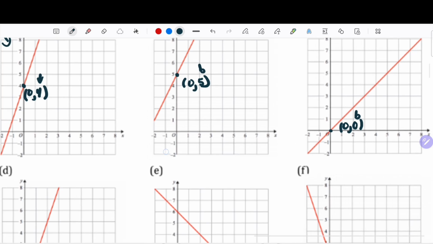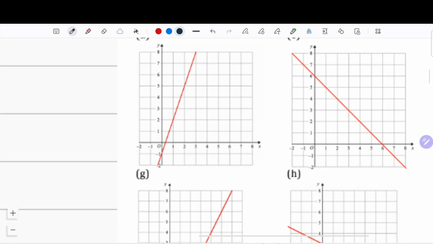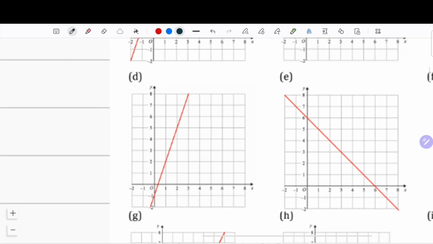Let's see how you're doing. I want you to tell me, given this graph here, what is the y-intercept? Give me that ordered pair. If you said it was here, and the ordered pair is (0, -1), you are correct. That means the b will be what? -1.